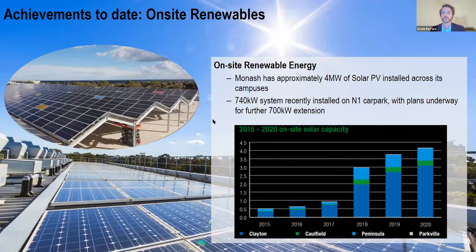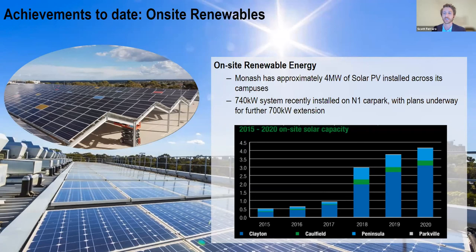In terms of our on-site renewables program, again, another fantastic program that's been able to scale with this commercially viable solution as well. So we've deployed 4 megawatts of solar PV across our campuses to date. The largest system we've got in place is a 740 kilowatt system on top of a car park. So it's actually roofing cover for a car park. And we're just about to expand this again with the same, working with Anna's team at ENGIE as part of the partnership we've got in place.